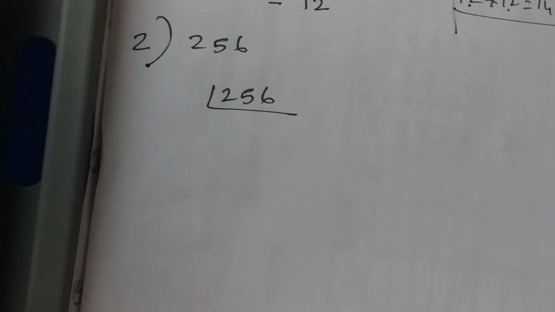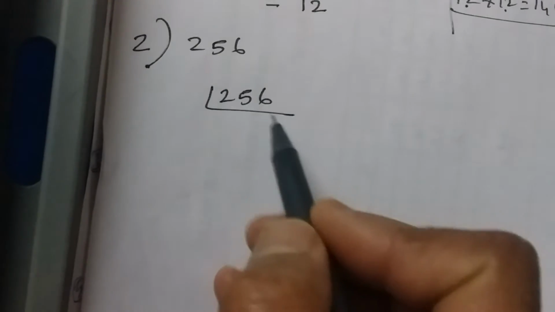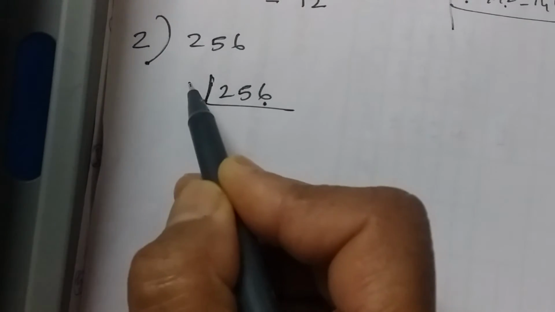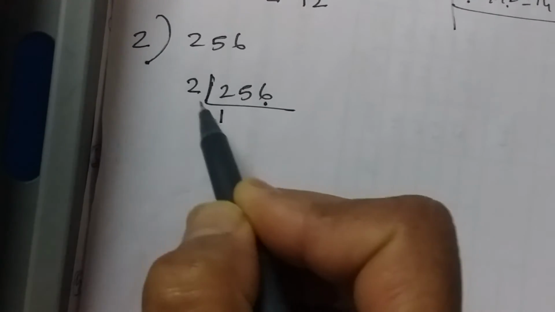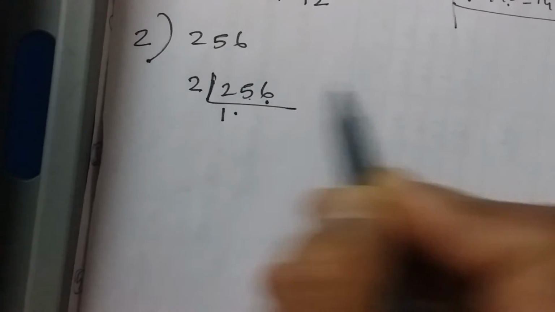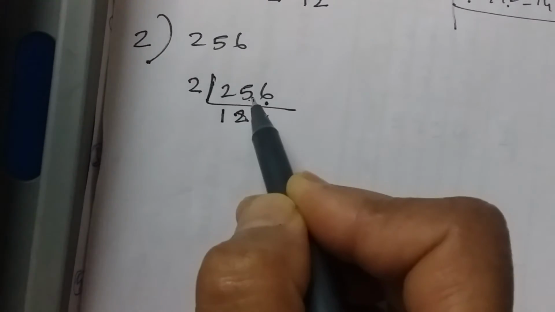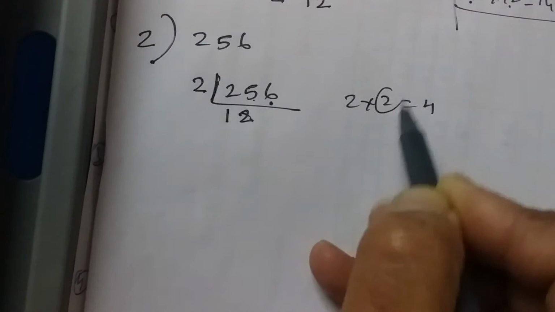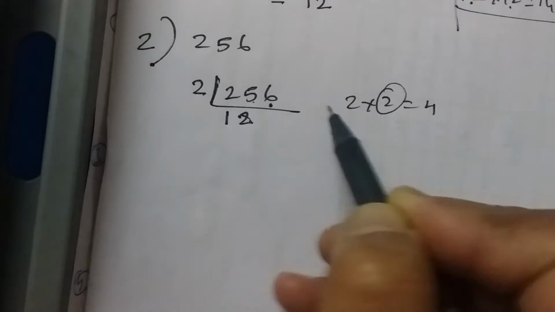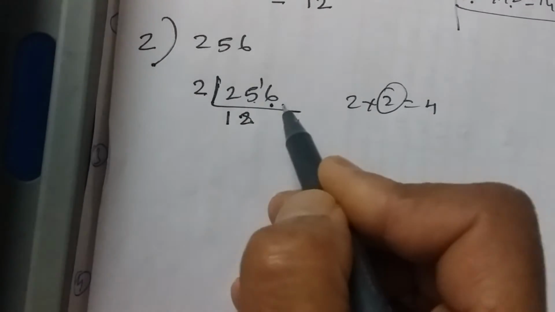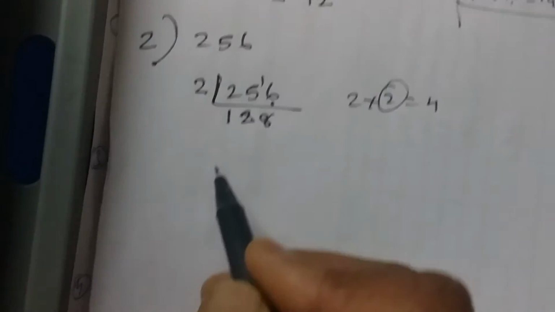Now the second one is 256. Ending with 6, it is an even number. So by what number will you divide? Yes, by 2. 2 1s are 2. Is there a remainder? No. Next number 5. Till 5 comes in the table: 2 2s are 4. After 4, we write this 2 here. After 4, 5. Remainder 1. Take the carry with 6. It becomes 16. So 2 8s are 16.